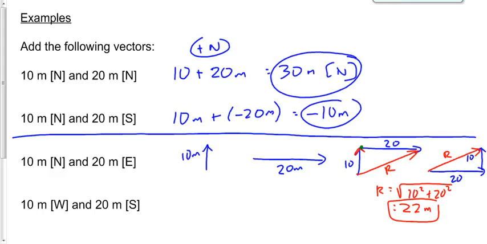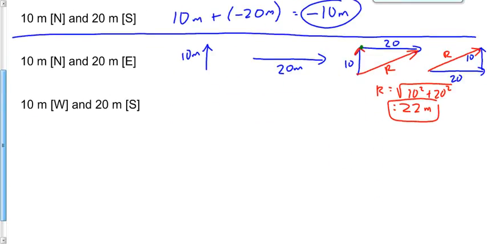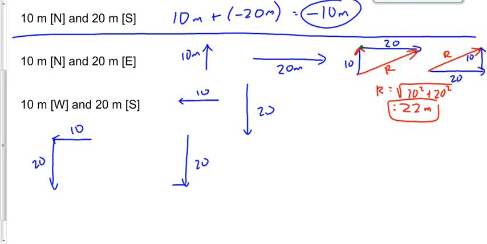What about the next one? 10 meters to the west, 20 meters to the south. Well, our vectors would look like this. 10 meters to the west, 20 meters to the south. I could draw that like this, 10 and 20. Or I could draw it like this, 20 and 10. Doesn't really matter because they both show the same thing. Notice in both cases, vectors are drawn front to back.